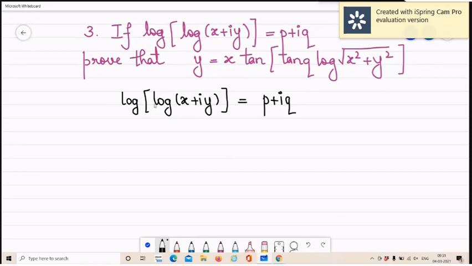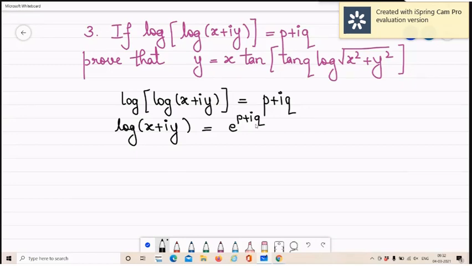There are 2 times log. It is of no use writing 2 times log because then I will not be able to apply the formula. So what are we doing here? Can I do this? Yes, ma'am.